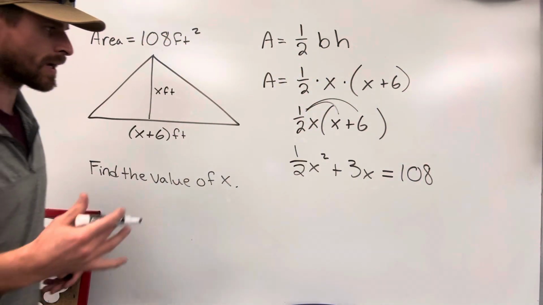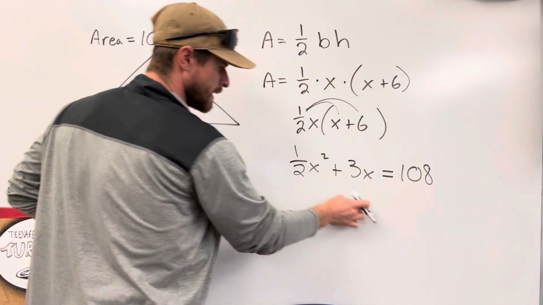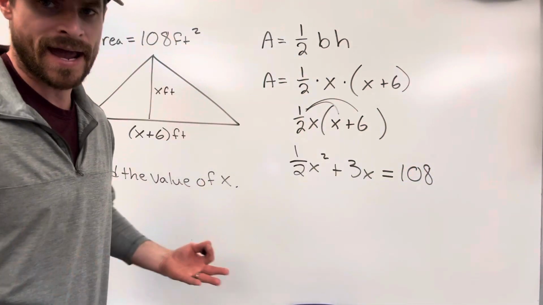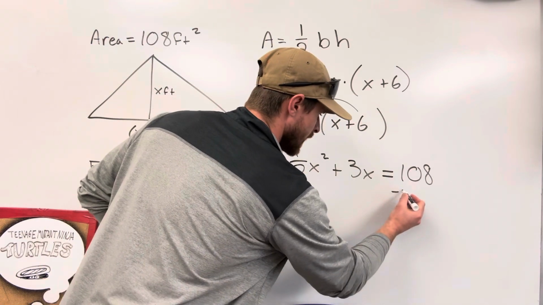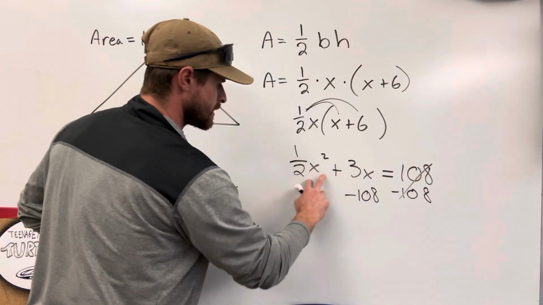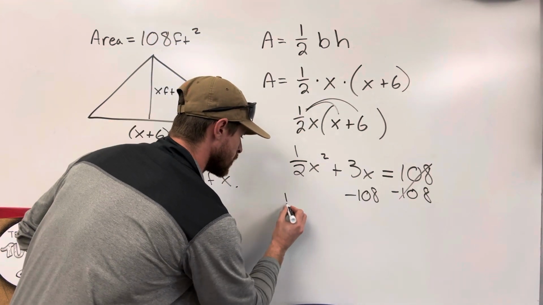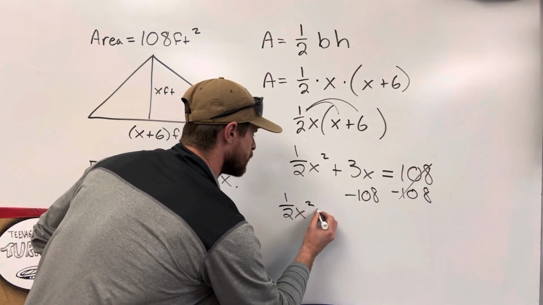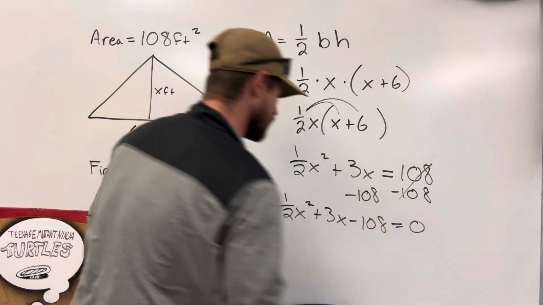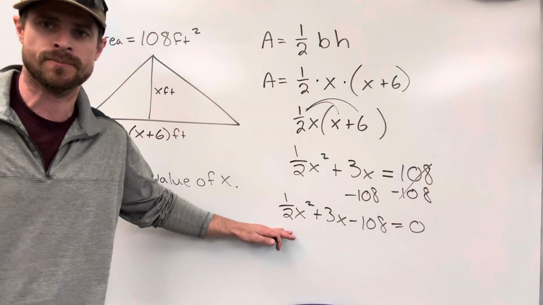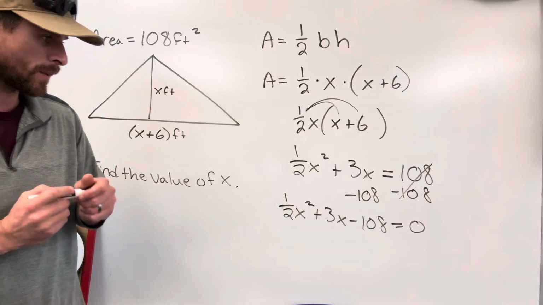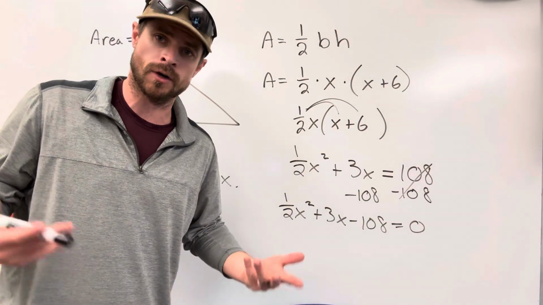Now, what I would recommend doing is taking that 108 and moving it over to the other side, so this is equal to 0, and then we could just factor if the numbers allow. So minus 108 cancels, minus 108. We don't have a like term over here, so it's just going to make three terms: 1/2 x squared plus 3x minus 108 equals 0. We're now dealing with this quadratic, and if we can factor it, complete the square, or use the quadratic formula, we can get our values for our solutions.